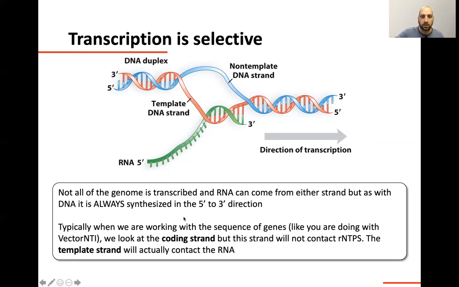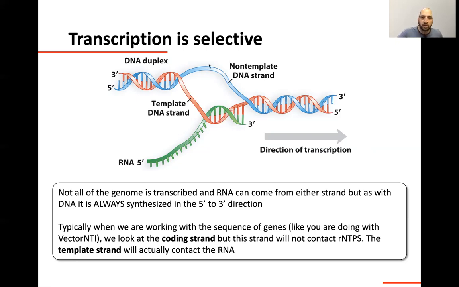And so the RNA down here is being made 5' to 3'. So we're adding a new rNTP on this end. The 3' hydroxyl here is presented, the new rNTP comes in and binds. The RNA, importantly, is hydrogen bonding to a strand that we call the template strand. And so the template strand would be complementary to the RNA that's being made.